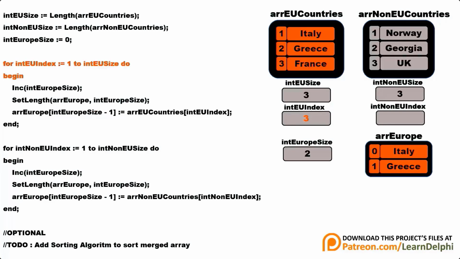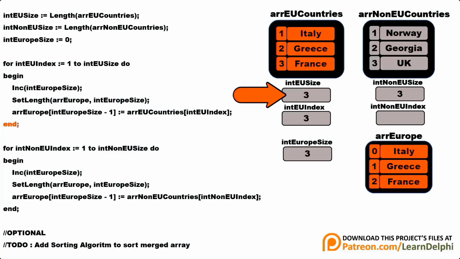The compiler enters the loop again and increments the index to 3. It finds France. You increase the integer that sizes the dynamic array to 3. Then you use the setLength procedure to add the third element to the dynamic array. Then you assign France in index 3 of the EU countries array to index 2 of the dynamic array.